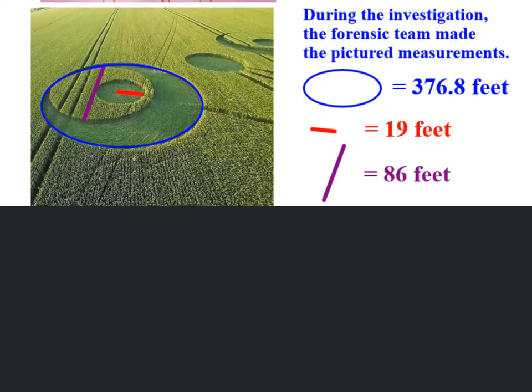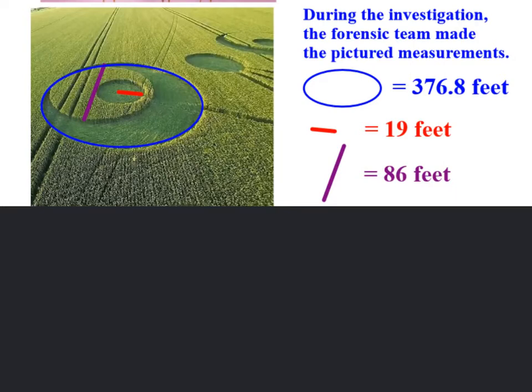During the investigation, the forensics team made the pictured measurements. This blue circle was 376.8 around it. The red line segment was 19 feet. And the purple line segment was 86 feet.